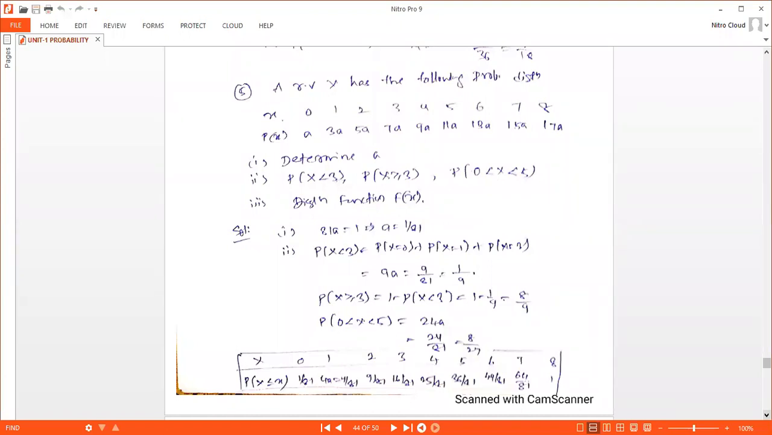Solution, we know that the total probability is 1. So sigma i equal to 0 to 8, P of X equal to 1. By adding total given probabilities and equating to 1, we get 81A equal to 1. After simplification, that is A equal to 1 by 81.